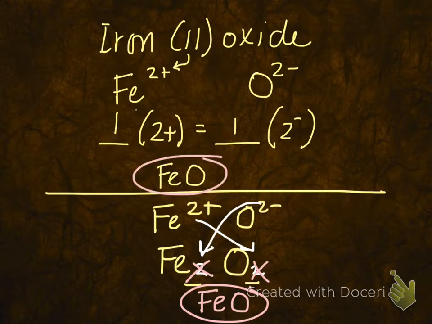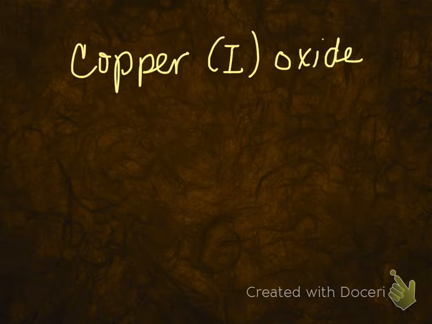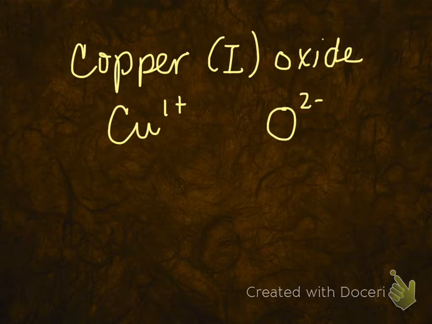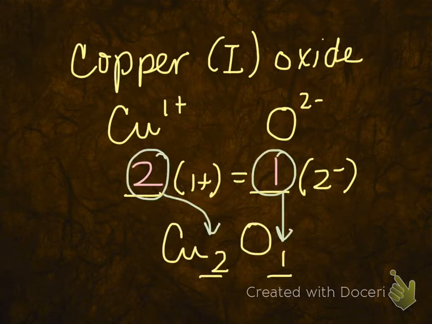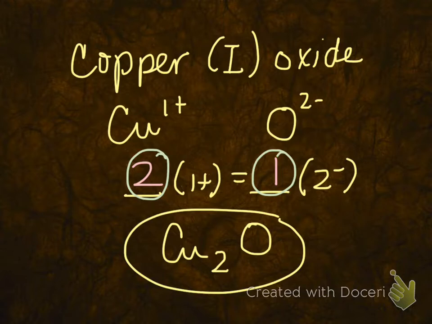Let's practice another one. Copper 1 oxide, write your ions. How do I know that this copper ion has a 1+ charge? Because it's copper 1. Oxide is almost always 2- with very, very few exceptions, and none that we'll ever cover at this level. So let's do our algebra. This of course gets us a 2 and a 1. Those will become our subscripts. Cu2O1, and of course we don't use the 1 because the fact that oxygen is written tells us that there is one of it. So our final answer for this is Cu2O.